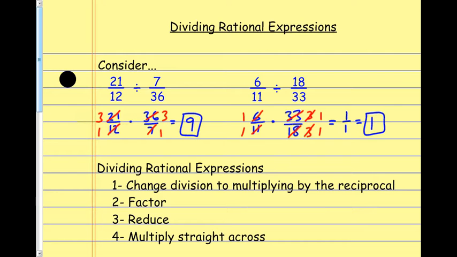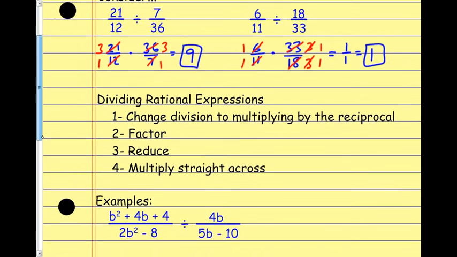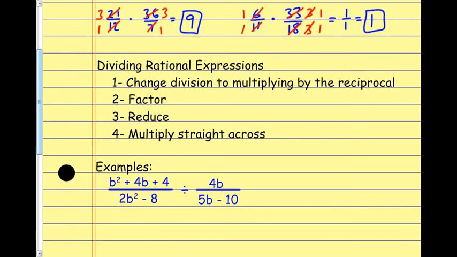Okay? So when I'm dealing with fractions, just dealing with numbers, I change division to multiplying by the reciprocal. And then I treat it just like any other multiplication problem. When we're dividing rational expressions, we're going to do exactly the same thing. We're going to change division to multiplying by the reciprocal. After we've done that, we essentially have a multiplication problem, which we're going to do the same thing that we did the other day.